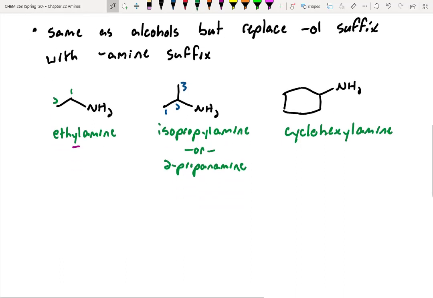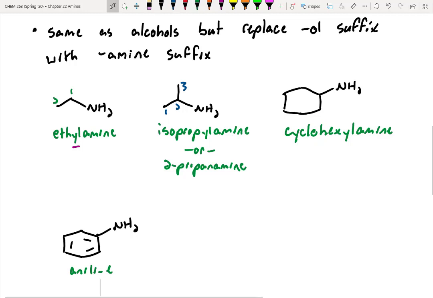And then we've also seen some aromatic amines in our previous chapters. Specifically, we saw an aromatic group with an NH2 off of it. And as you recall, we just call this aniline.